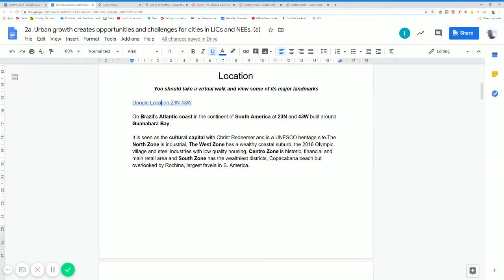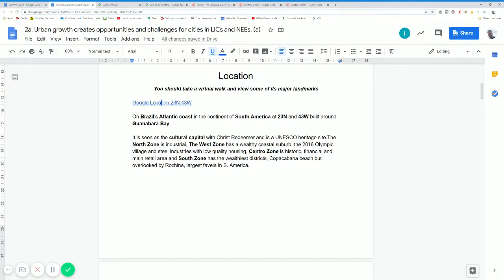Just underneath there is a tiny amount of background which can be applied later, but it is seen as the cultural capital of Brazil. It's got huge tourist attractions and important cultural sites like the Christ Redeemer. They've got different zones. If you look in your textbook, there's a map which divides the whole city into different zones, like the northern zone, which is really industrial. It's worth knowing that, so if you get a question later about the importance of Rio in terms of industry, a lot of that is in the north. But you'll also see down here, the west zone has some large steel industries.